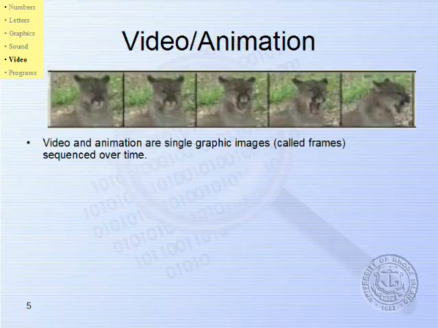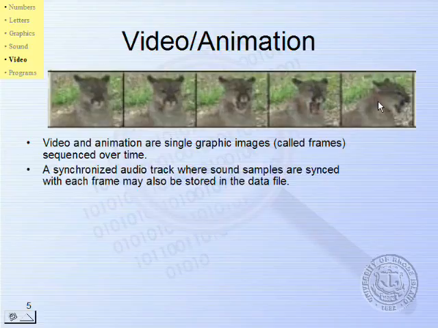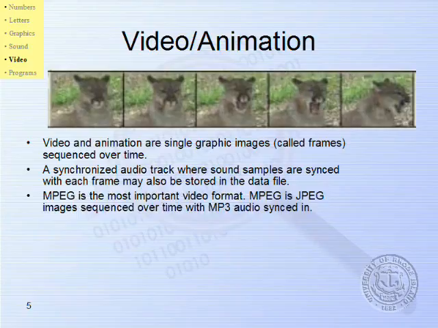Videos that you see on a computer, or even animations that may not be video, just moving pictures on a screen, are single graphic images called frames sequenced over time. So here we see a picture of the large cat sequenced over time. In addition to sequencing the frames over time, an audio track can be synchronized with the frames to provide sound that goes along with the moving pictures.